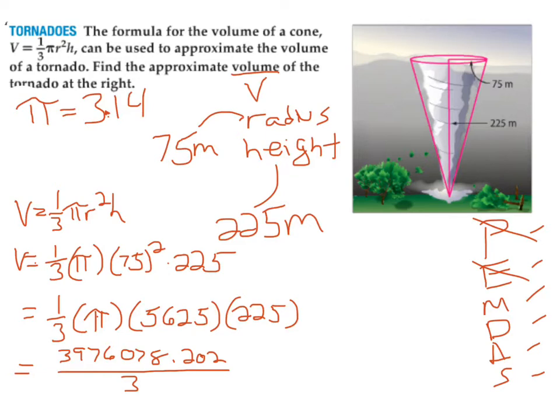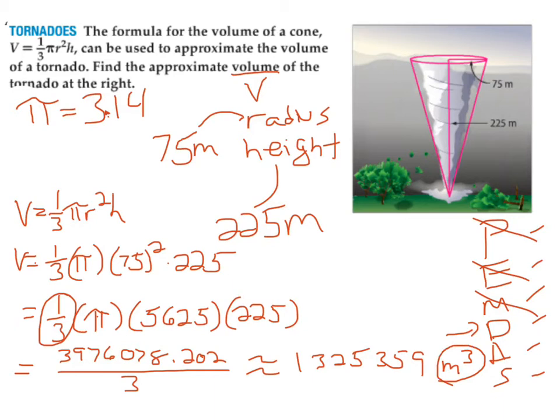And I didn't include the division by 3, which is the same thing as multiplying by 1/3. So I could have simply multiplied by 1/3. I did it this way for the sake of this example, wanting to add in another step so that our final step is the division step. So if I take this number and I divide it by 3, I get an approximate volume for my answer of 1,325,359 meters cubed.